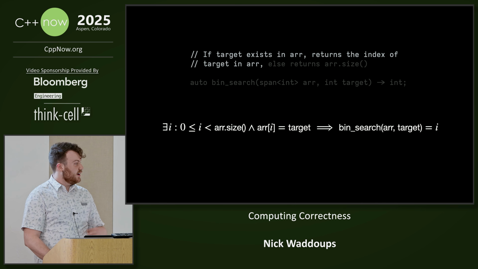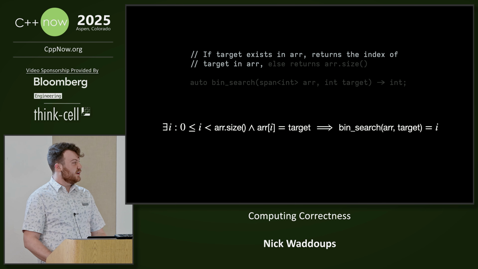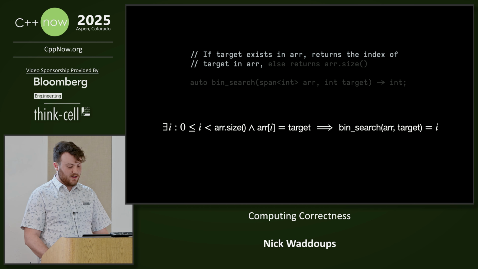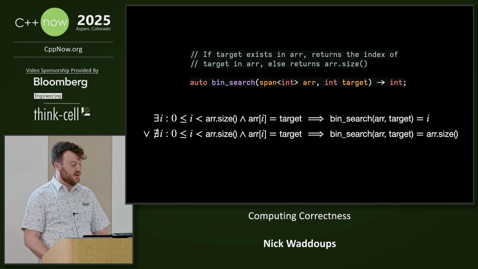So altogether, this is what we have ended up with for our target here. We're saying if the target exists in the array, then we want to return the index of target in that array. And otherwise, we're going to return array.size.